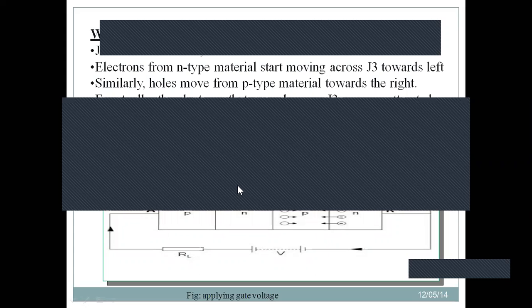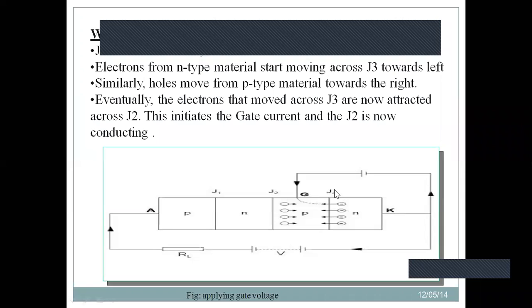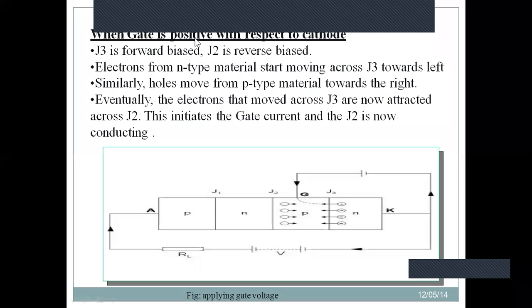But to turn on the SCR, we may have some other methodologies. Based on that methodology, we will see one by one. Now, what happens here in this SCR is, if you have a gate voltage which is positive with respect to cathode, I have applied positive to anode, negative to cathode. Now I will apply the gate also. Earlier the gate was open, so no current was flowing through the SCR because the SCR was off.